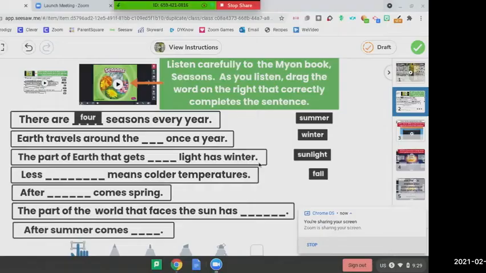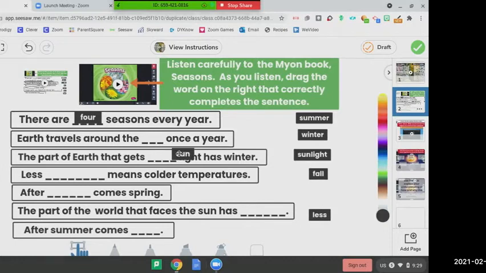All right, here's what we should have found. Let's take a look if you got it. If you did not get it correct, go ahead and fix it right now. If you read this text, you know that there are 4 seasons in every year. The earth travels around the sun once a year. Okay, so when we have New Year's, it is because we have gone all the way around the sun one full time.